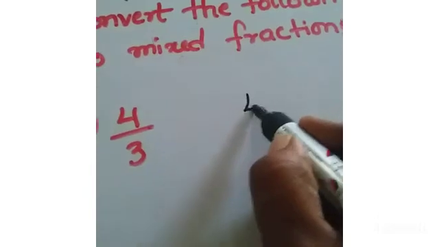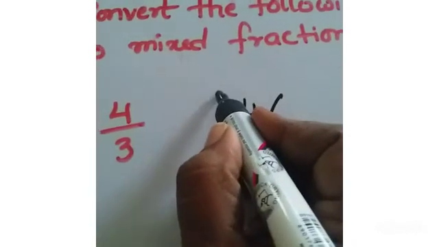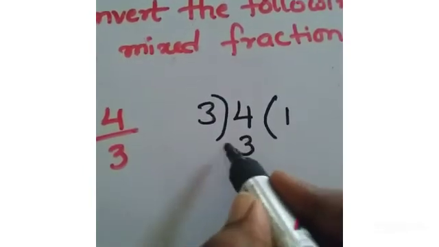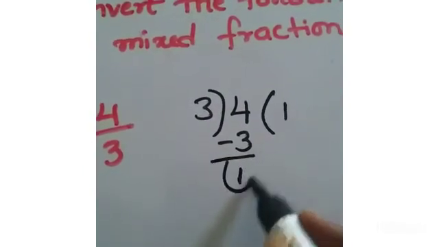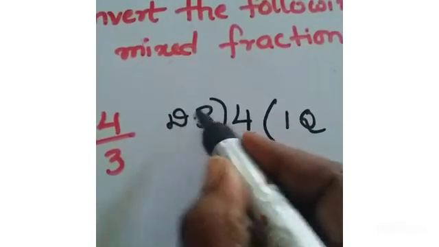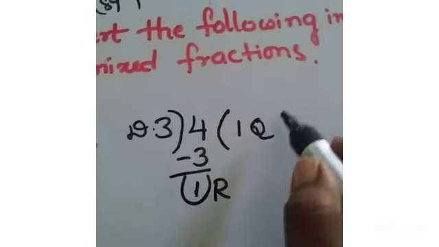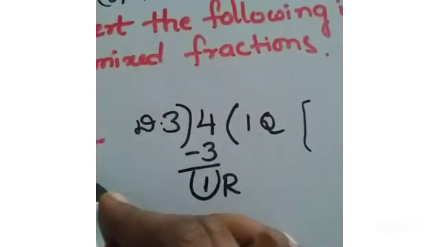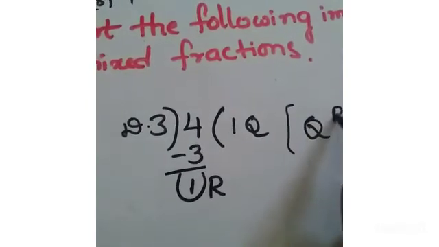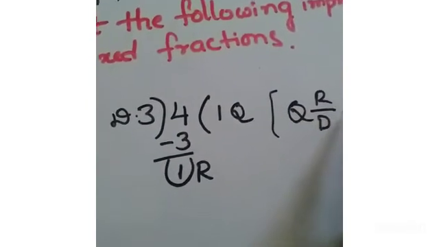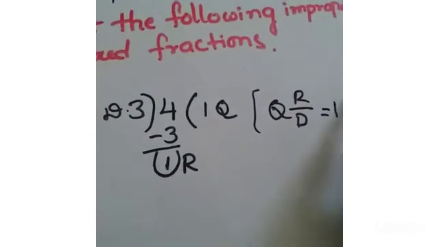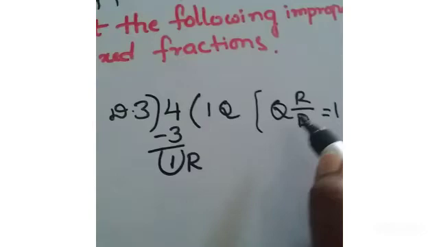Now divide 4 by 3. 3 ones are 3, 4 minus 3 is 1. Remainder, quotient, divisor. There is one formula for converting an improper fraction into a mixed fraction: Q R by D. What is Q here? Q is the quotient 1, remainder 1, divisor 3.